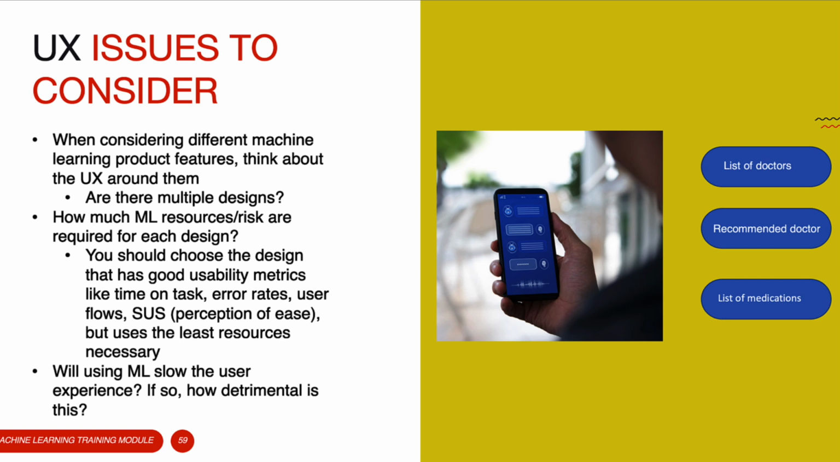You should choose a design that has good usability metrics like time on task, error rates, efficient user navigation through the experience, also known as a user flow, perception of ease, often known as an SUS measurement, but the design still uses the least amount of machine learning resources among all the possibilities and is still highly accurate. Also, consider that integrating machine learning into the UX of your app or website could possibly slow things down. If it does, how detrimental is this to the overall user experience? These are some of the things that you should consider.